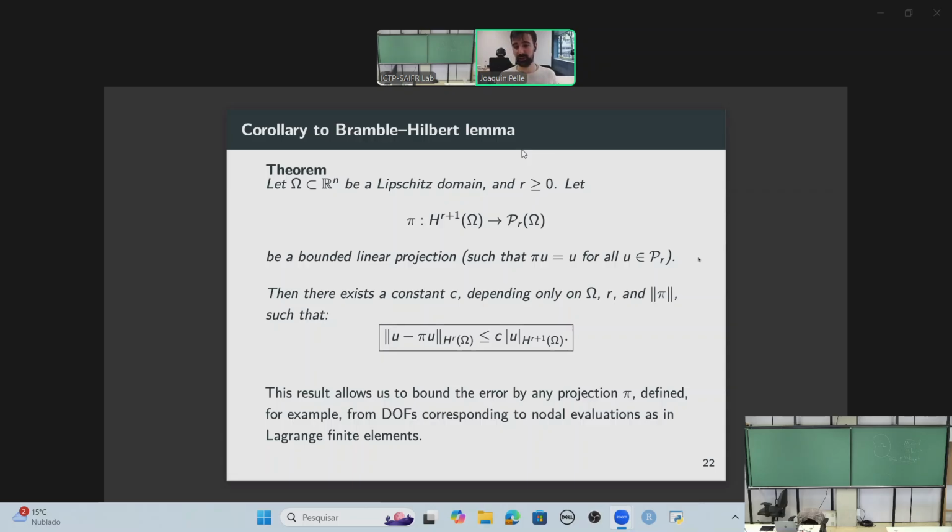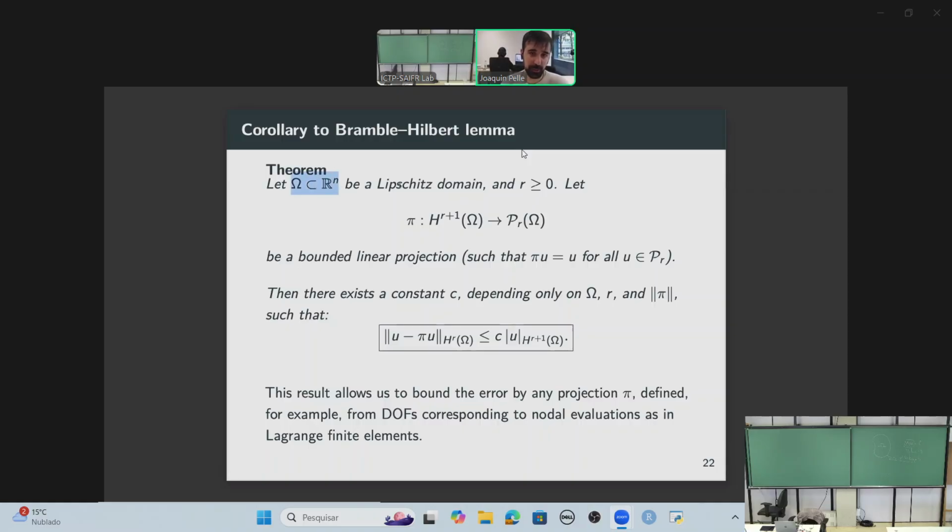So in a way, we use that as a tool to prove the Bramble-Hilbert lemma, and now we're going to use that lemma to get rid of that projection and basically use any projection that we want, for example, the ones that we use for defining the Lagrange finite elements or anything else. So essentially, this corollary is a generalization of the Bramble-Hilbert lemma, where now this projection can be any projection that satisfies certain properties. So this is the corollary.